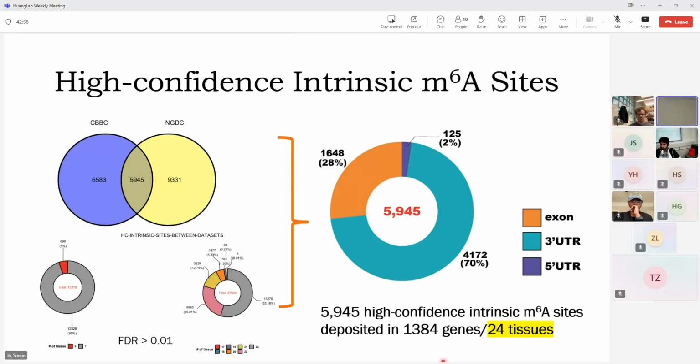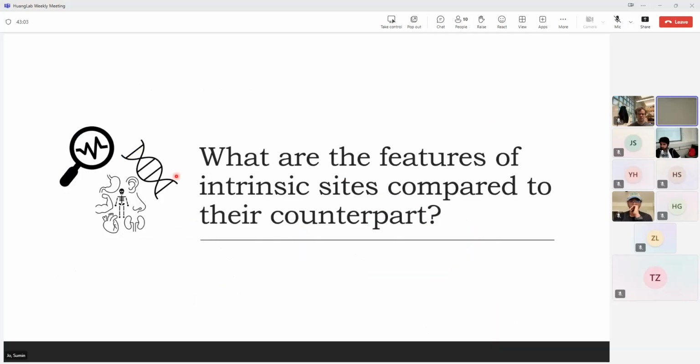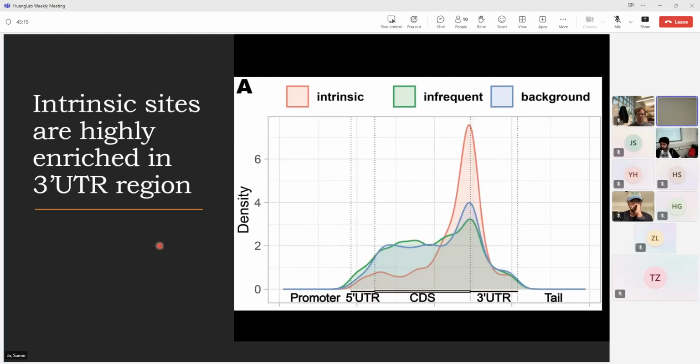So after we identified the intrinsic M6A sites, we tried to figure out the distinctive features of these identified sites compared to their counterpart, which is the infrequent sites. What we are comparing is intrinsic sites, that is, context-independently shared M6A sites, versus infrequent sites that are very sparsely shared. Some of them are tissue specific and some are shared in only a couple of tissues.